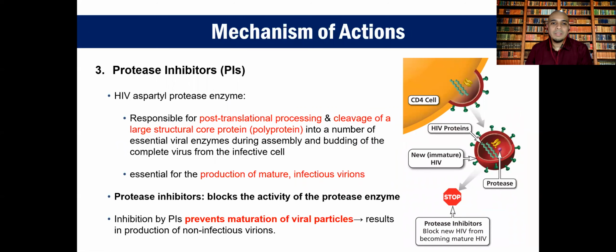The third group is the protease inhibitors. As mentioned before, HIV protease enzyme is responsible for the cleavage of a large or long protein into a number of essential viral enzymes during assembly and budding process. This is essential for the production of mature infectious virions. So these protease inhibitors will block the activity of the viral protease enzyme. This will lead to prevention of the maturation process of the new viral particles and make them non-infectious.